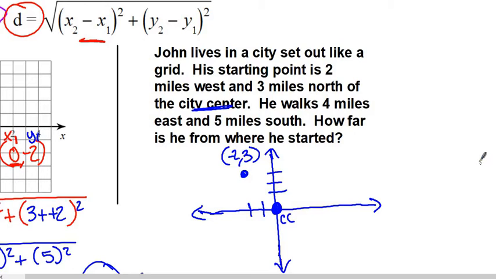He walks 4 miles east. So if he's at -2 and he's going east, east is this way. If he goes 4, 1, 2, 3, 4, he's going to wind up over here at +2. And then he walks 5 miles south. So right now he's at y = 3. He's going down 1, 2, 3, 4, 5. He's finishing right here at that point, and that is the point (2, -2).